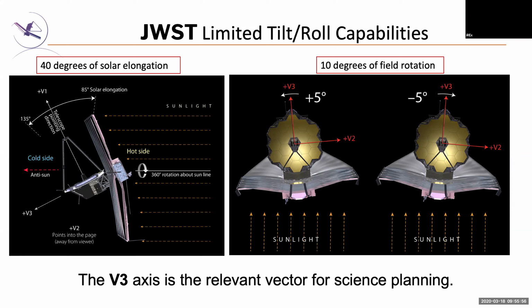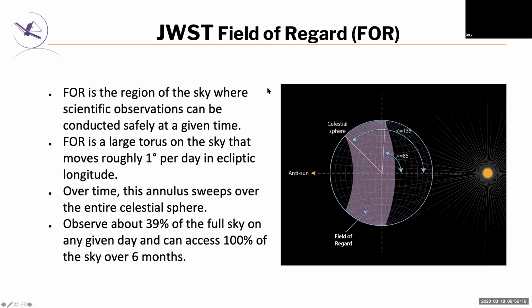On the right, you have also a limited field rotation freedom of about 10 degrees, and for the same reason. So those two freedoms give you the constraints, and so the field of regard, the region here colored on the celestial sphere, is where the scientific observations can be conducted safely at any given time.